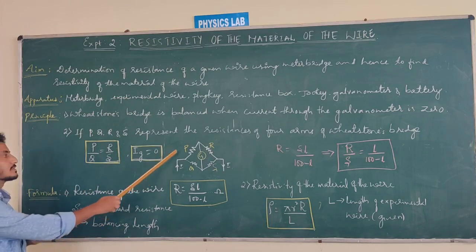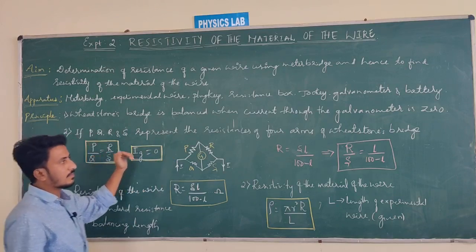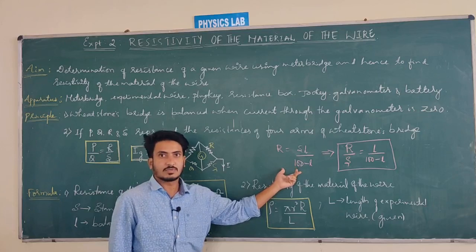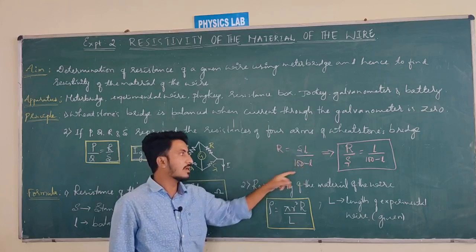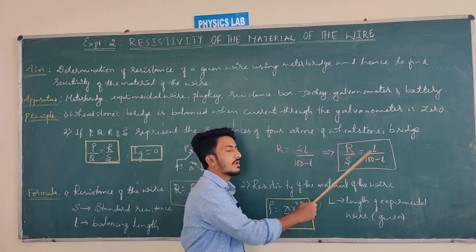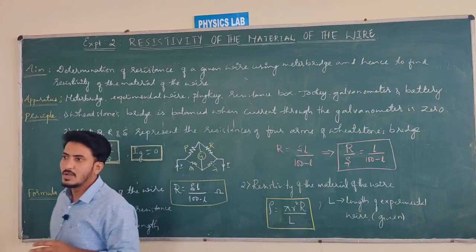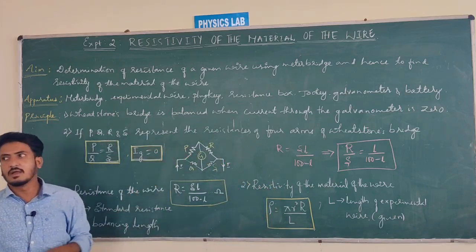In the viva they will ask you the principle: P by Q equal to R by S, no? From this formula they will ask what the 4 arms are. From that you have to get R by S equal to L divided by 100 minus L. So these are the 4 arms of the resistor. Okay, hope you have understood this, and let us proceed with the procedure and demo.